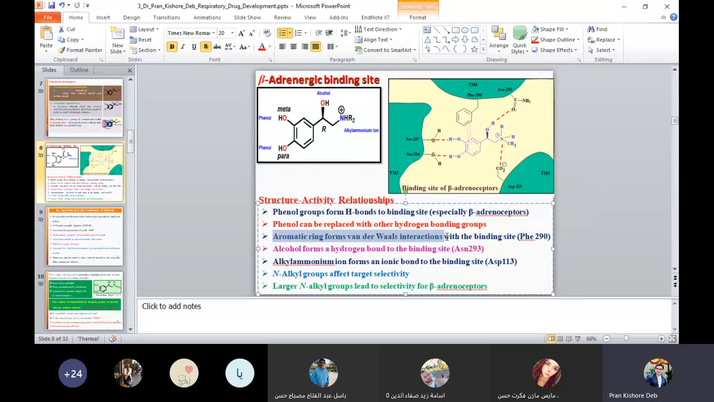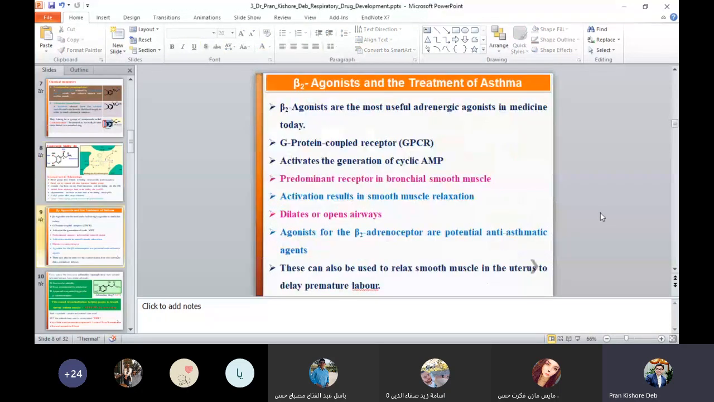Aromatic ring forms van der Waals interaction. What is the type of interaction? Pi-pi stacking interaction in the binding site with phenylalanine 290. Alcoholic OH forms hydrogen bonding interaction with the binding site with ASN 293. Alkyl ammonium ion forms ionic bond with the carboxylic group of ASP 113, and the N-alkyl group affects the target selectivity, right? And this alkyl group, the larger N-alkyl group leads to selectivity to beta adrenal receptor. Why and how, that we will discuss in the next lecture. Now we move on to the next slide.